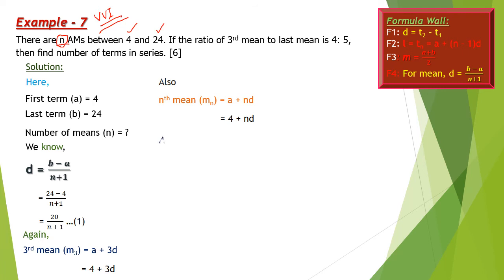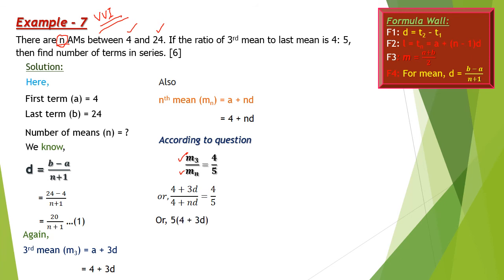Now according to the question, the ratio between the third and last mean, M3 upon Mn, is equal to 4 by 5. We can replace the value of M3 and the value of Mn also. M3 is 4 plus 3D, and Mn is 4 plus nD, equal to 4 by 5. Now let's cross multiply: 5 bracket 4 plus 3D, the numerator part, equal to 4 bracket 4 plus nD, the denominator part. Okay, let's open the bracket: 20 plus 15D is equal to 16 plus 4nD.